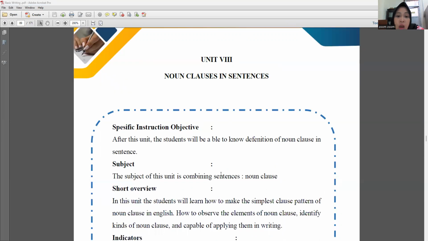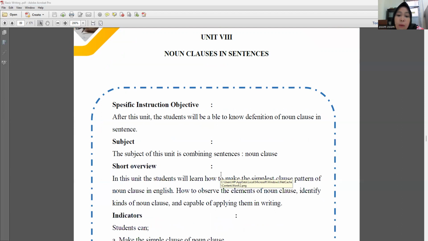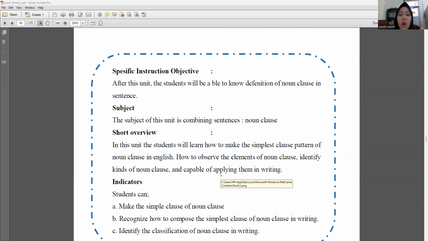After this unit, you will be able to know the definition of noun clause in sentences. And also the subject of this unit is how to combine sentences and noun clauses. You will also learn how to make the simplest clause pattern of noun clause in English and how to observe the elements of noun clause, identify kinds of noun clause, and be capable of applying them in writing.